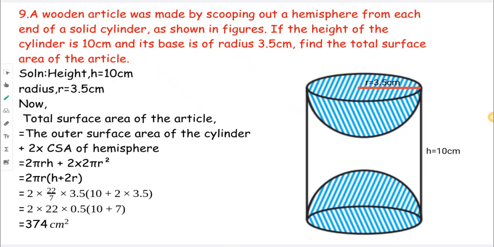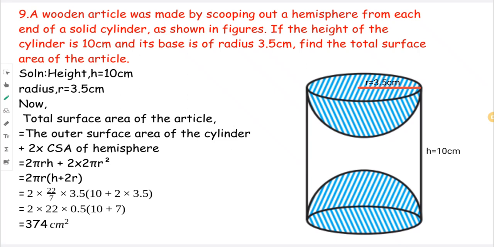Alright, the last question. A wooden article was made by scooping out a hemisphere from each end of a solid cylinder as shown, right? If the height of the cylinder is 10 centimeter and its base radius is 3.5, find the total surface area of the article. So remember, actually this was a solid cylinder. Okay, so what did they do? The question is saying that they scoop out, right? They have taken out 2 hemispheres from here, one at the top, one at the bottom, as you can see, right? And they're asking us to find the total surface area.